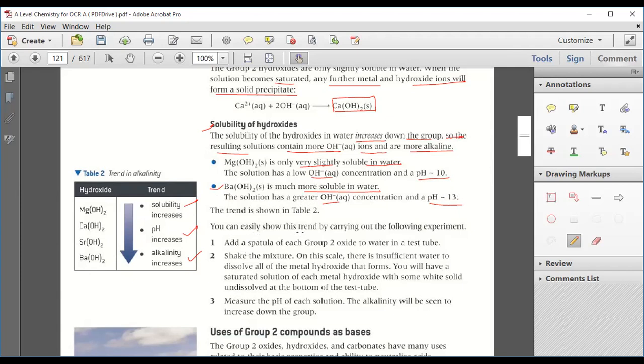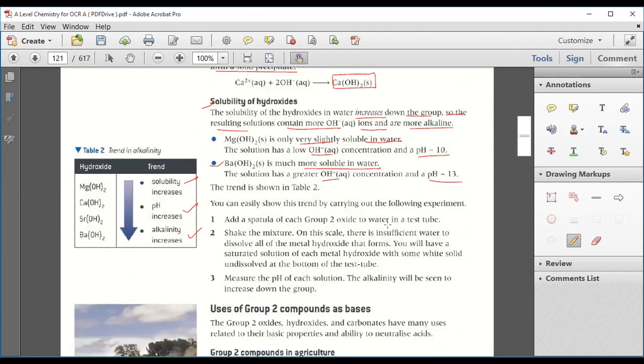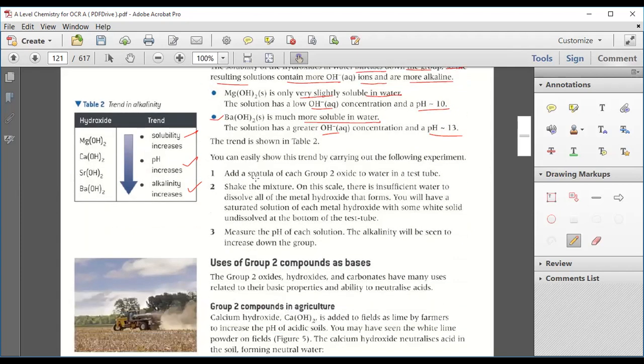Now, you can easily show this trend by carrying out the following experiment. Take a spatula of each group 2 oxide to water in a test tube. Shake the mixture. On this scale, there is insufficient water to dissolve all the metal hydroxide that forms. So you will have a saturated solution of metal hydroxide with some white solid undissolved at the bottom of the test tube. Now measure the pH of each solution.